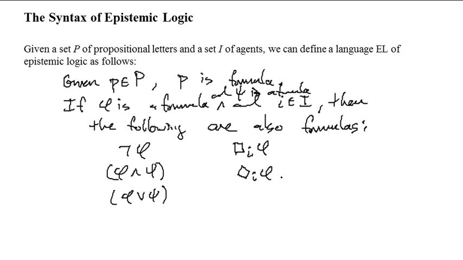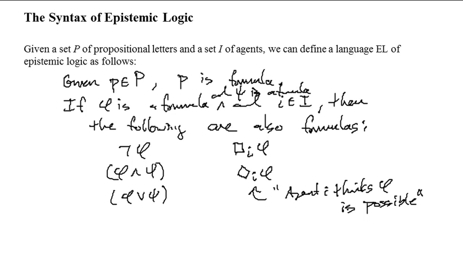And really the only thing that's new here are the two new connectives, the knows formula and then the other one, which is intended to mean that agent I thinks phi is possible. So that's the intended meaning of this new diamond-shaped operator.